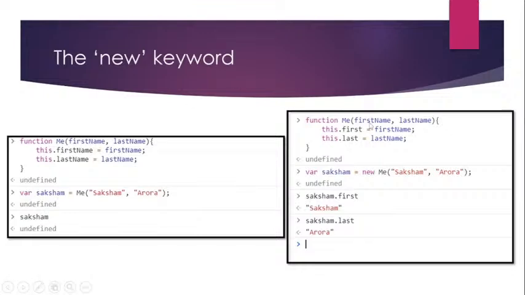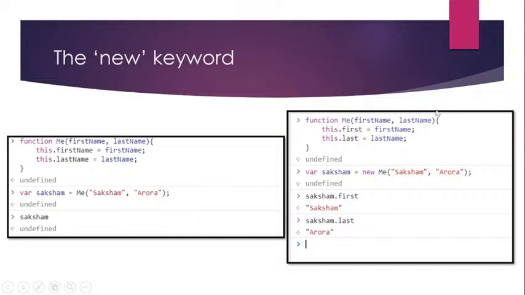Well, we have a function me right here, and in that function, I'm assigning this.first equals firstName, which is this parameter, and this.last equals lastName, which is the second parameter. Now I'm defining var Saksham as new me, which passes in place of firstName and lastName, Saksham and Aurora. Now if I execute Saksham.first, it says Saksham, and Saksham.last says Aurora. Well, it shouldn't be like that. Why?